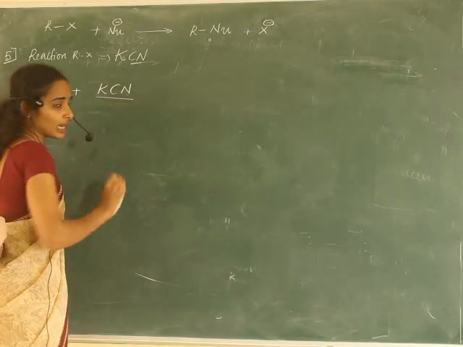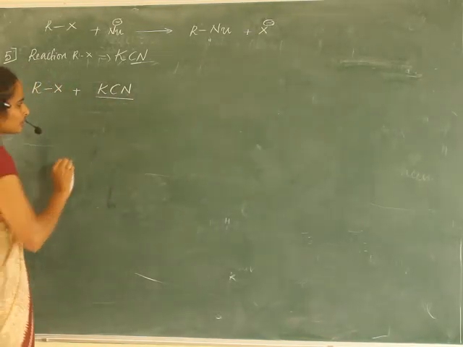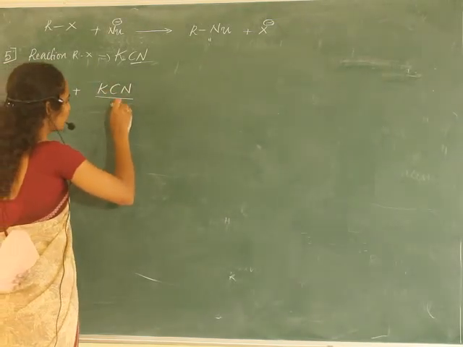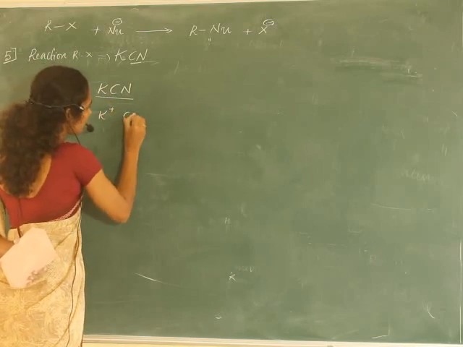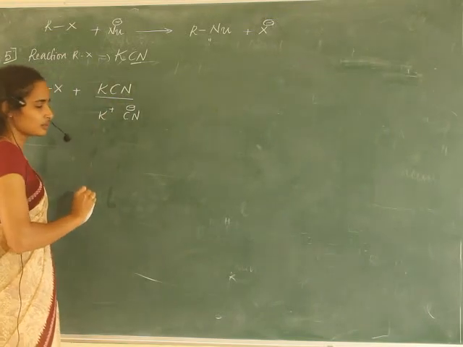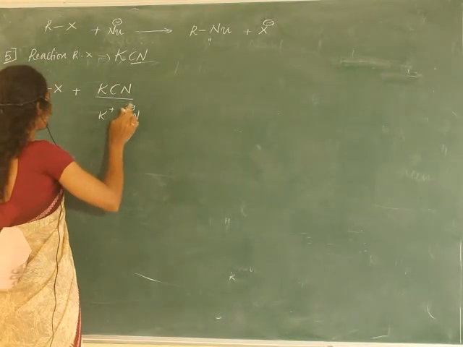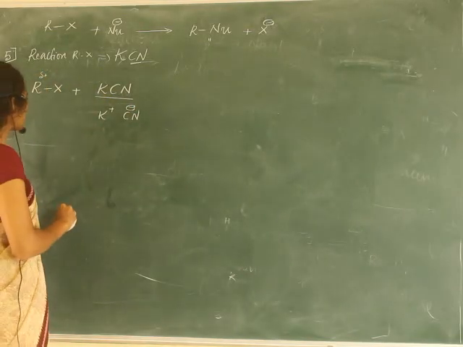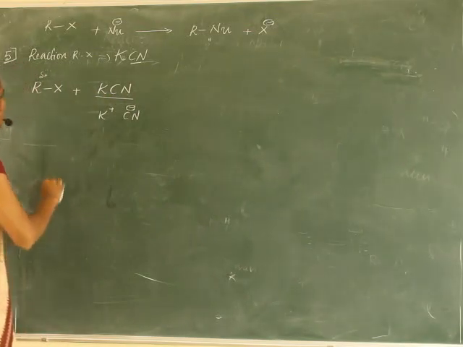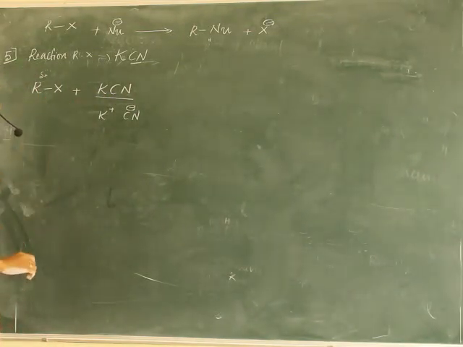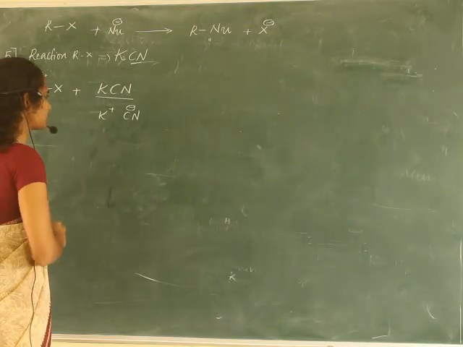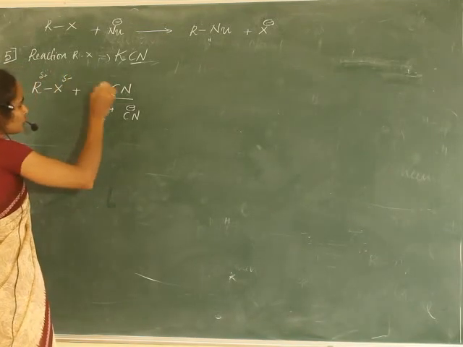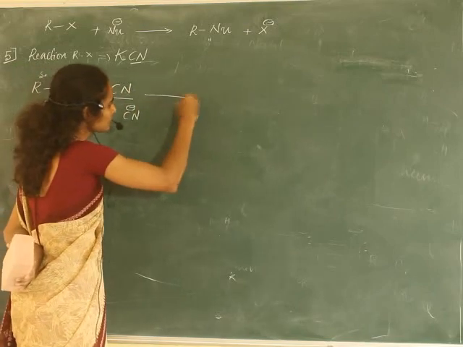Potassium cyanide is an ionic compound, right? The reagent is potassium cyanide. From the reagent we will get a nucleophile. Here it is ionic, so it ionizes as K plus and CN minus, right? Now this CN minus reacts with the partially positively charged alkyl group, and removal of the halogen atom takes place.